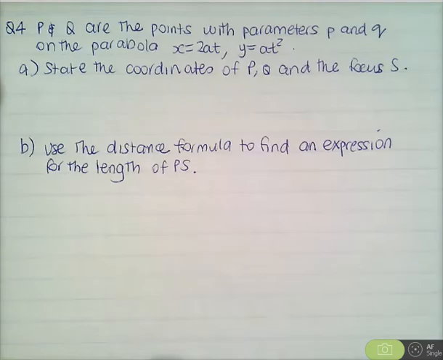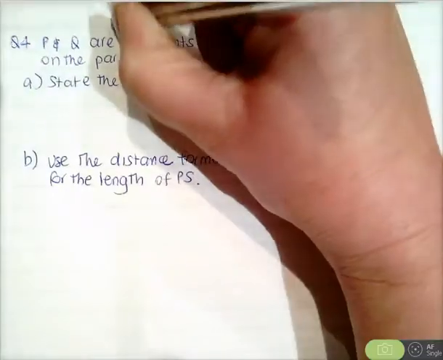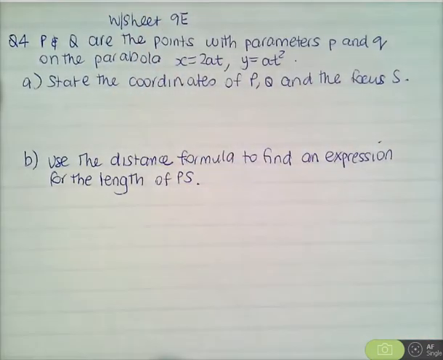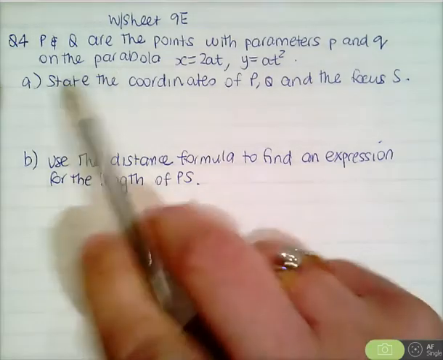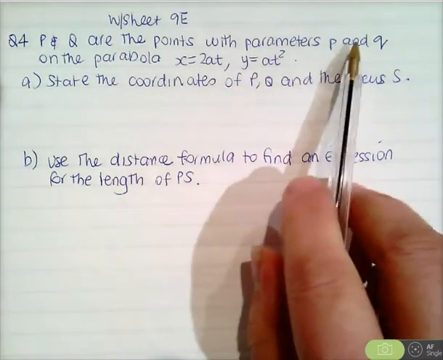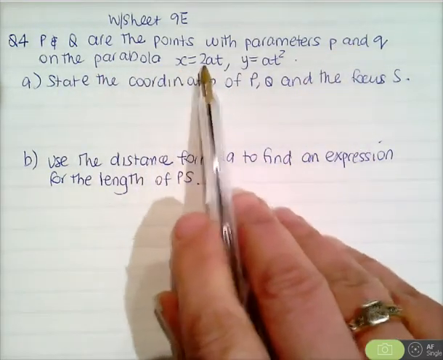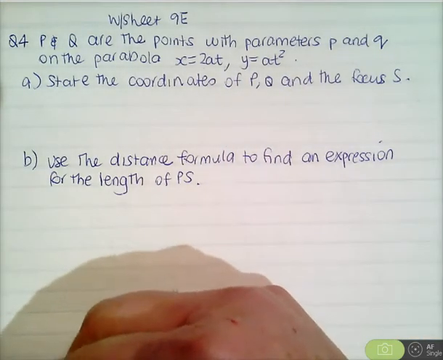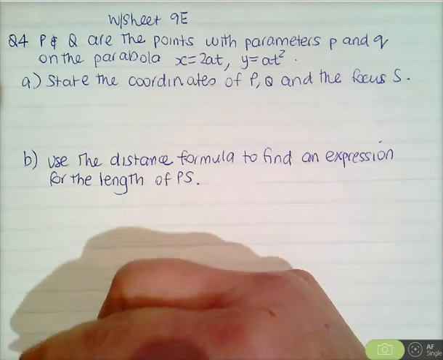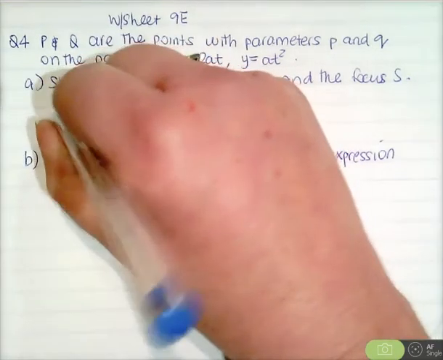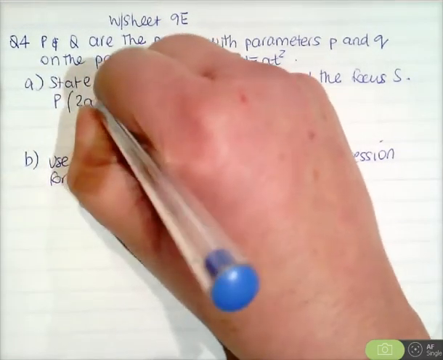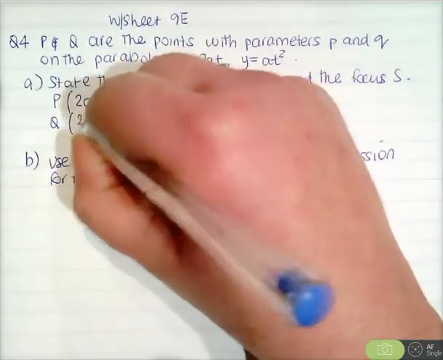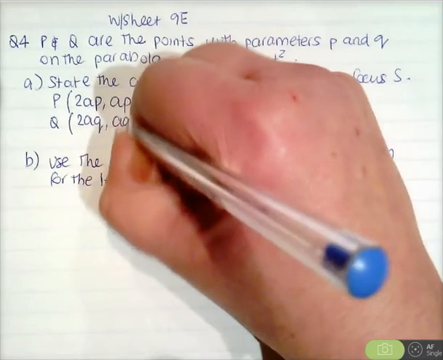Question 4 from that same worksheet. It's worksheet 9E, chords of a parabola. In this question, we're told that P and Q are the points with parameters P and Q on the parabola x equals 2at, y equals at squared. You're asked to find the coordinates of P and Q and the focus S. So the coordinates of P would be 2AP, AP squared, and the coordinates of Q would be 2AQ, AQ squared.